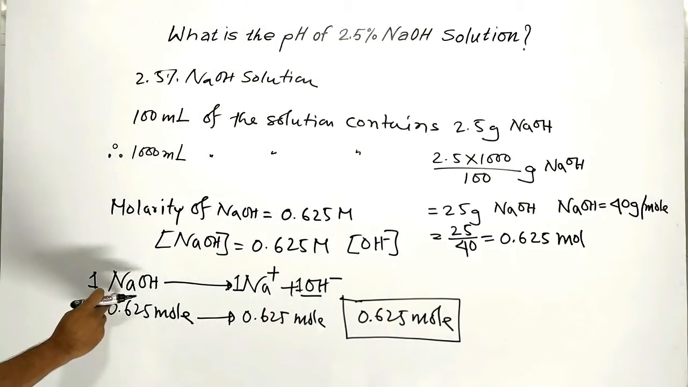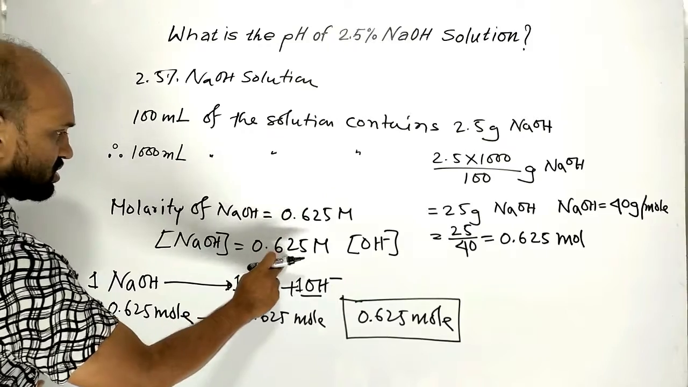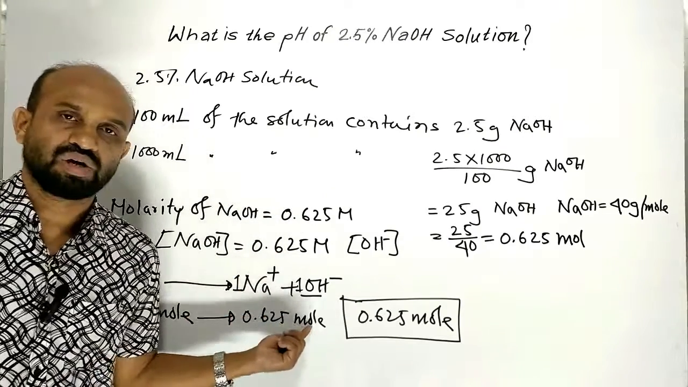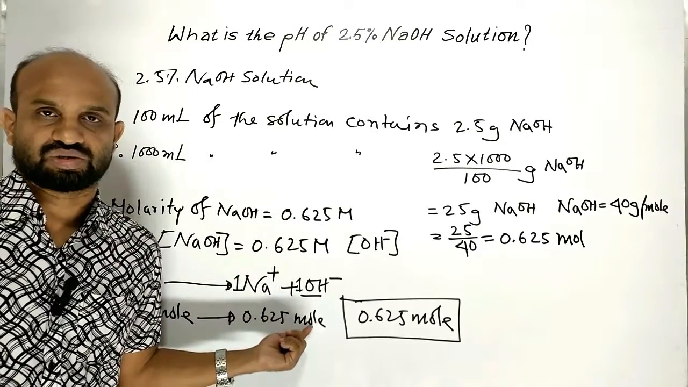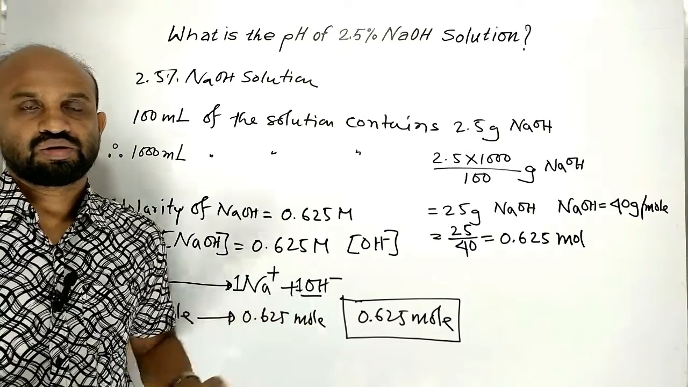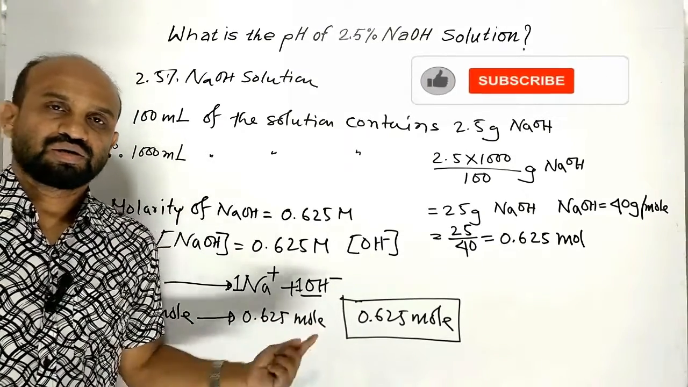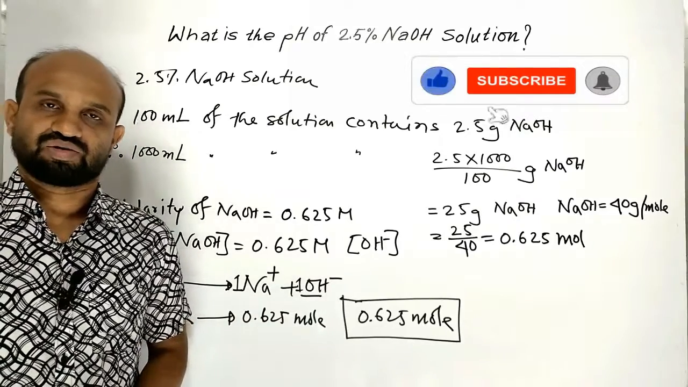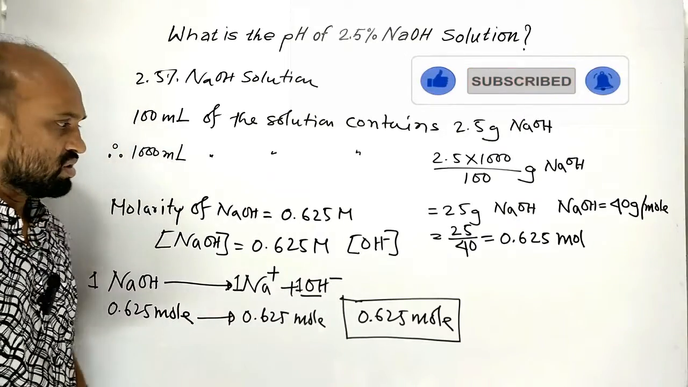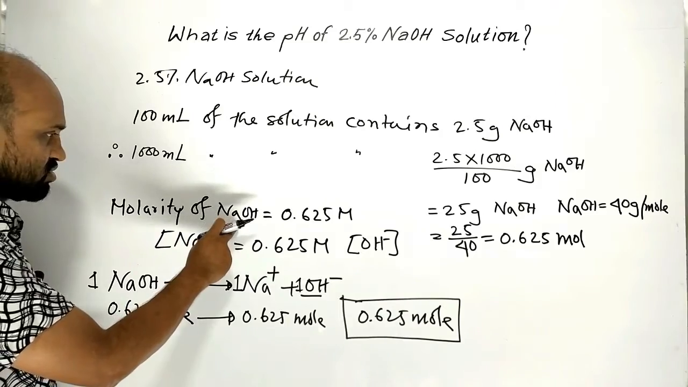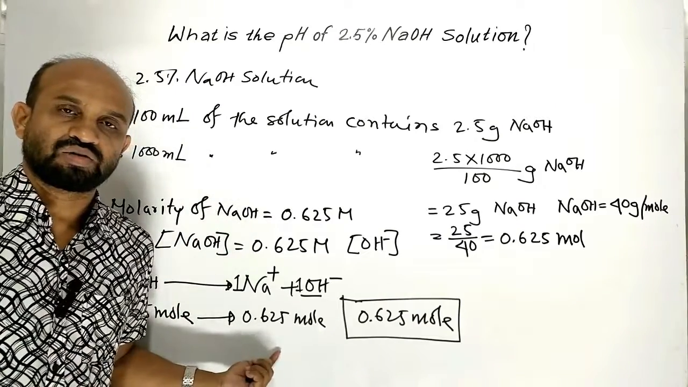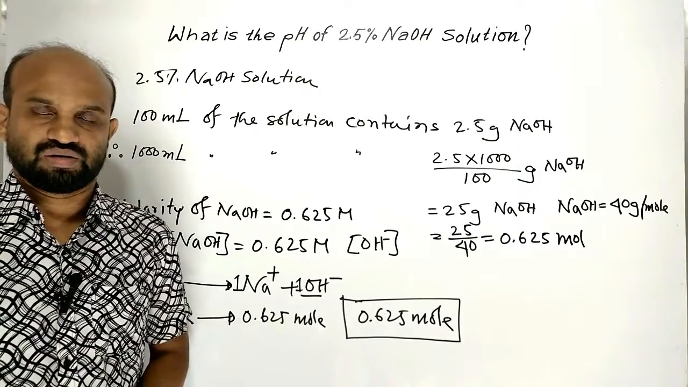That is, in the solution, concentration of hydroxide ion is this. Because we know sodium hydroxide is a kind of strong electrolyte, that is why concentration of sodium hydroxide will be equal to the concentration of hydroxide ion. Because what is the amount of sodium hydroxide? That is the amount of hydroxide ion. So concentration of sodium hydroxide is equal to the concentration of hydroxide ion.